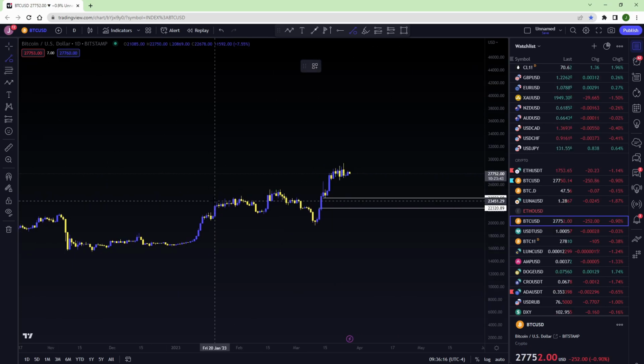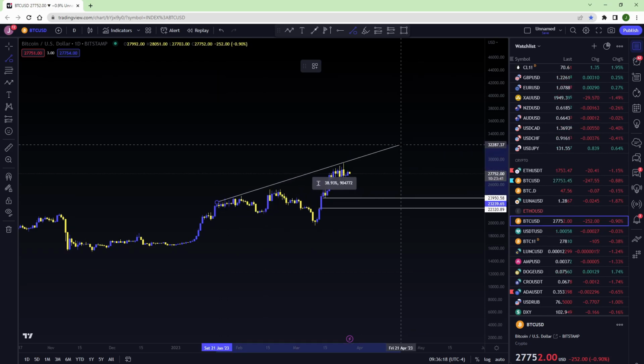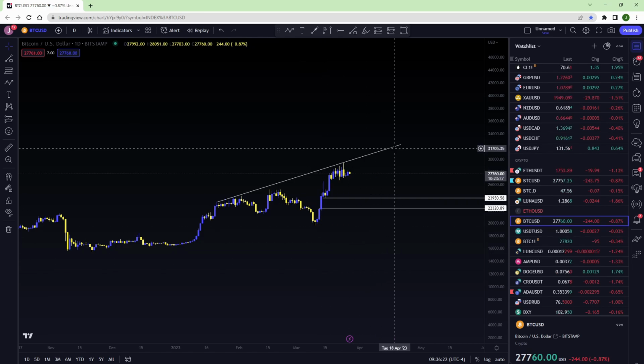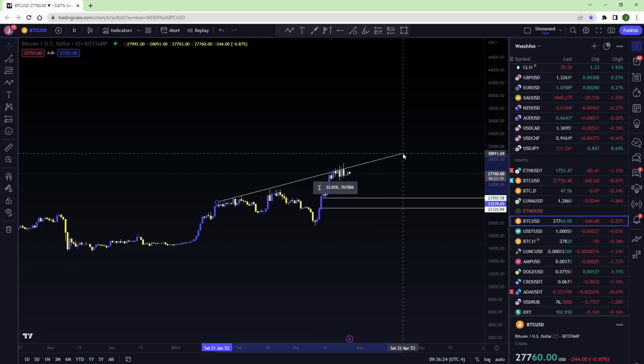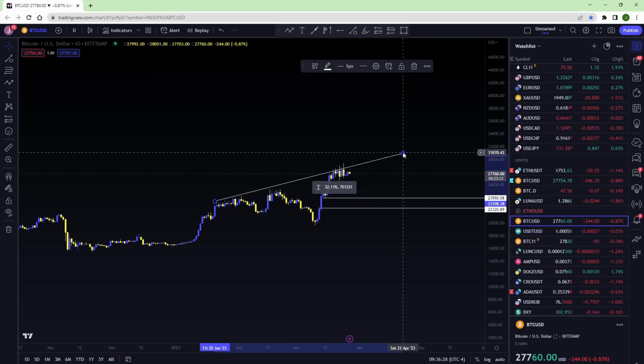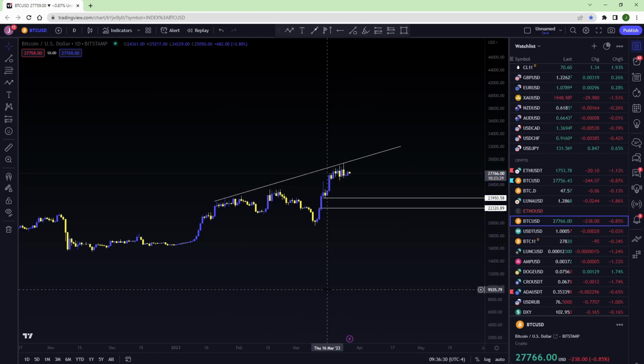Right here we have an example of another trend line. It's not a very good one. To be totally fair, this is not the best. Let's try to clean that up a little bit. Not the best trend line I've ever seen, but it is one. This is an example of a trend line.